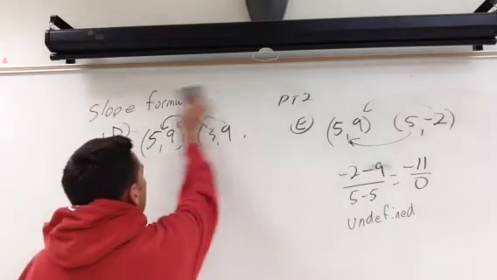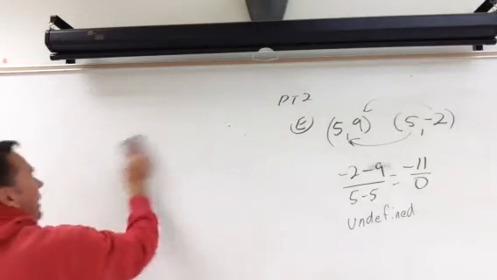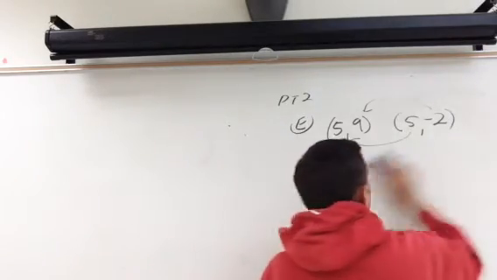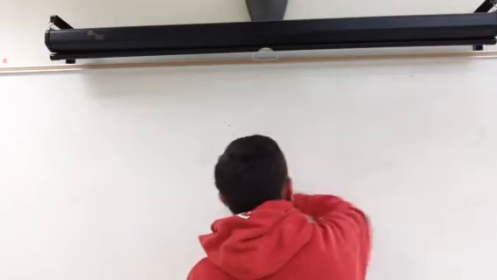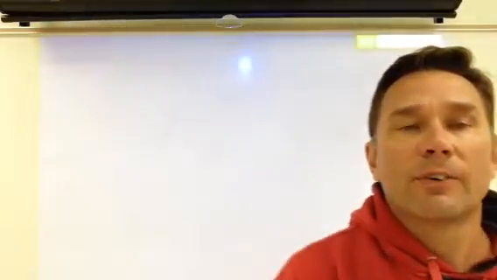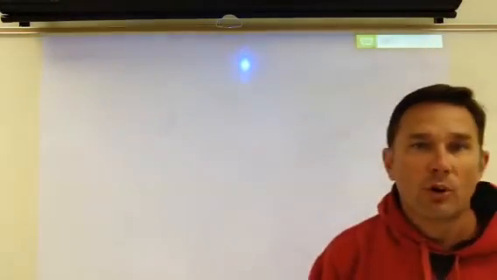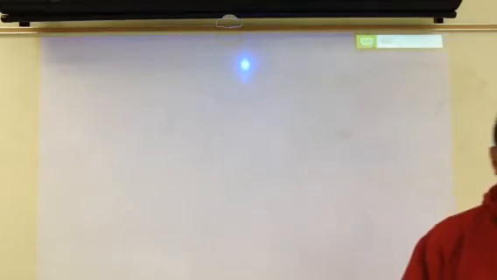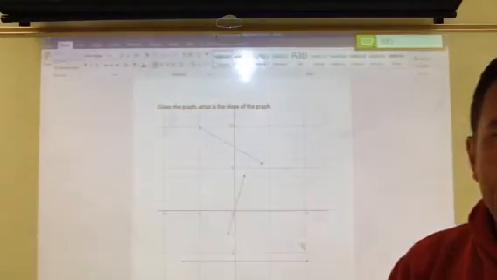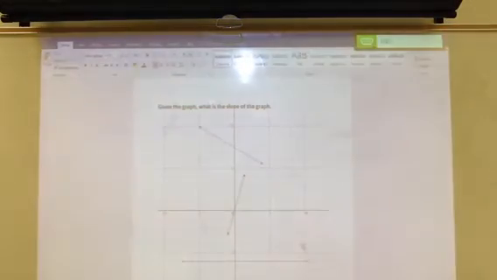Now what if we're given a graph? The first thing you're always going to want to do is identify: is the graph of your line positive or negative? If you can do that, it's going to help quite a bit.